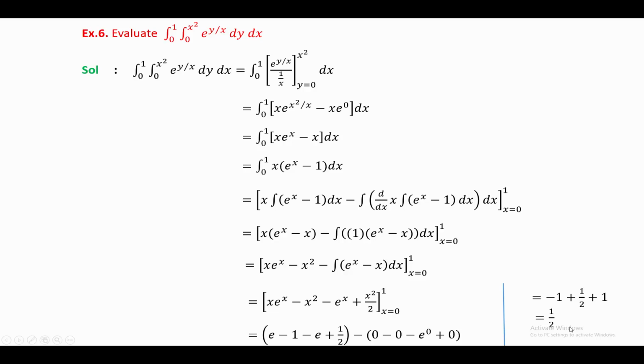Answer is 1 half. Next, problem number 7. Evaluate integration limit 1 to 2, integration limit 0 to x, dx dy upon x square plus y square. Now here integration limit 0 to x, x means this is value of y. This is integration limit y varies from 0 to x, dy upon x square plus y square dx. So integration 1 to 2, integration 0 to x dx dy upon x square plus y square is equal to integration limit 1 to 2.